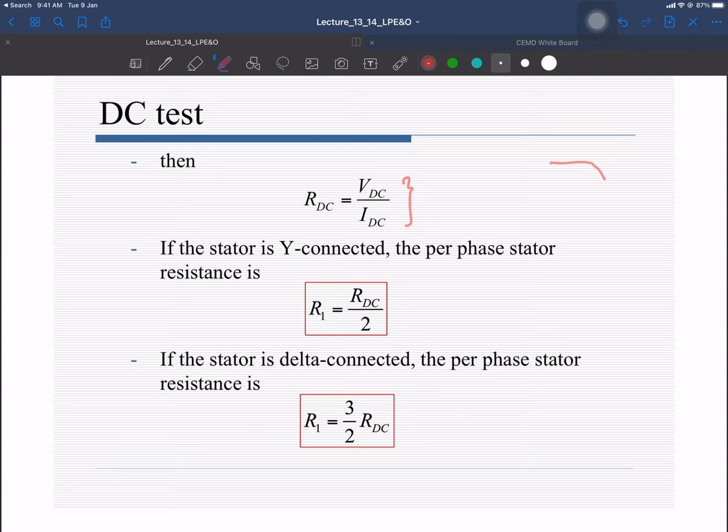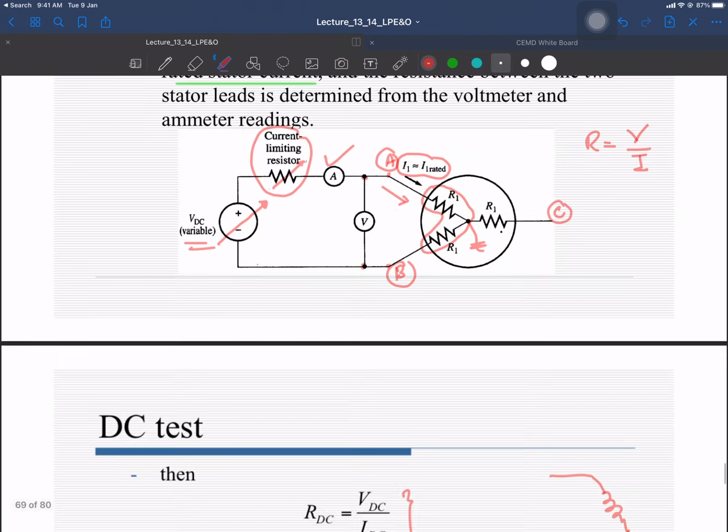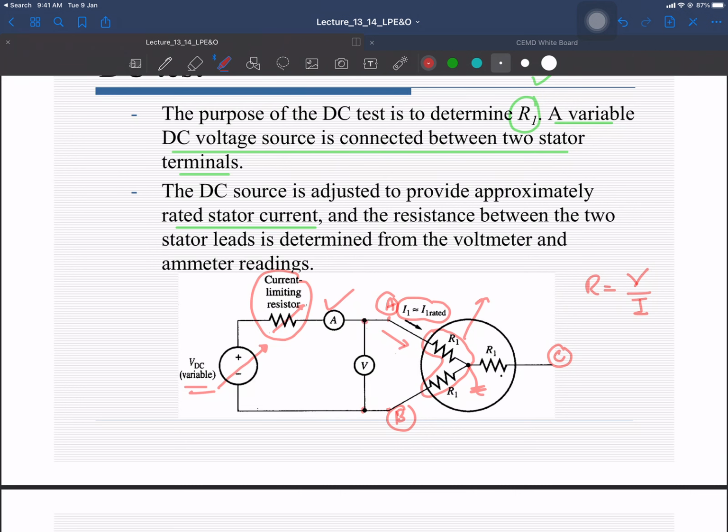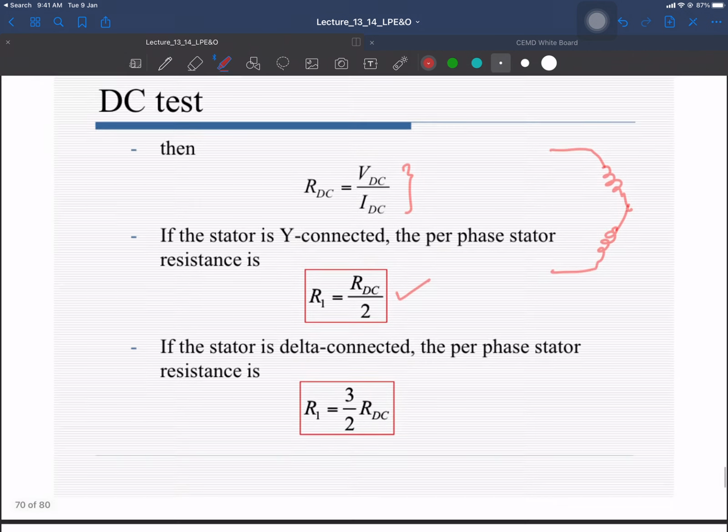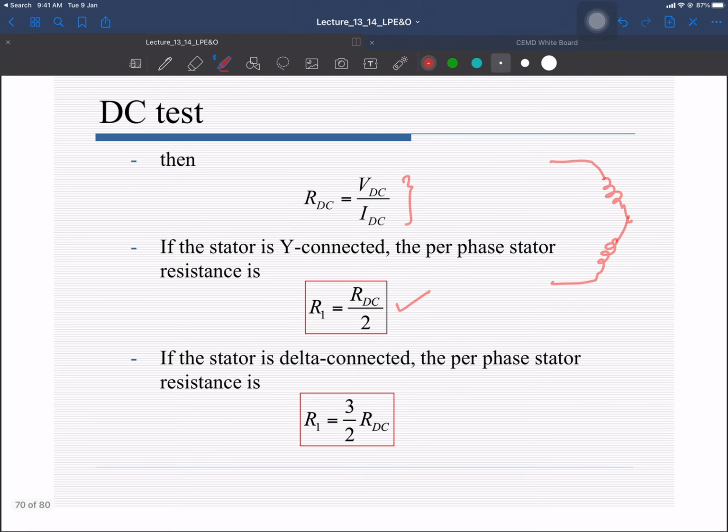In this circuit, if you observe, you have two windings in series, so the resistance of one particular winding can be calculated by simply dividing R_DC by 2. If you divide that resistance by 2, you will get the resistance of one winding. And if the stator is delta connected, then the per phase stator resistance can be determined with this expression, R_DC into 3 by 2, which gives the per phase resistance of the stator winding.